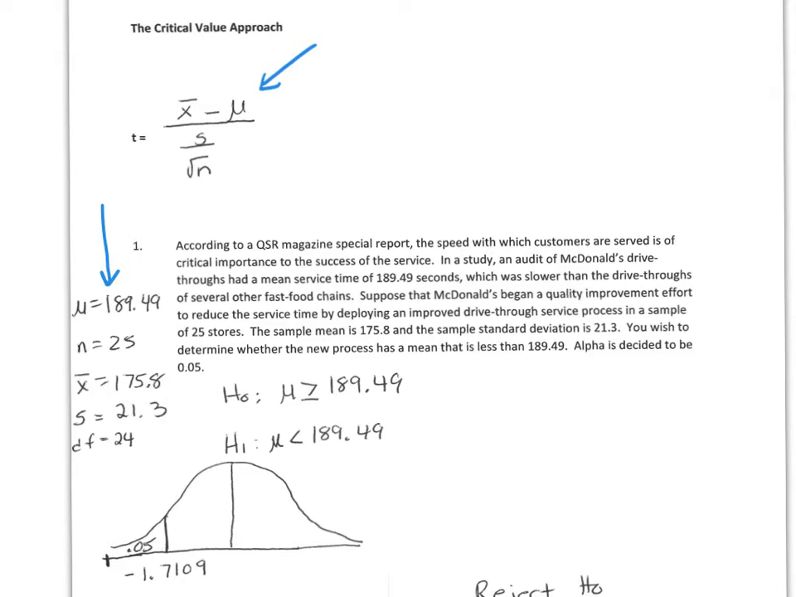We wish to determine whether the new process has a mean that is less than 189. That's why you see less than here. H sub 1 will always be what you're testing. Remember, your equal sign is always in H sub 0. If mu is less than 189.49, that means H sub 0 must be mu is greater than or equal to 189.49. And we're doing the traditional method.